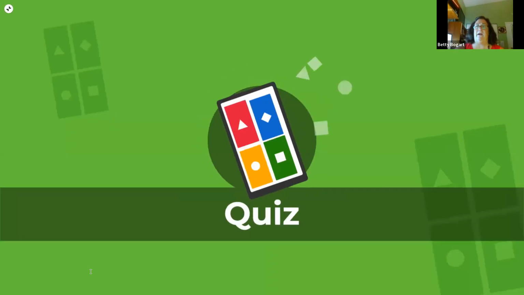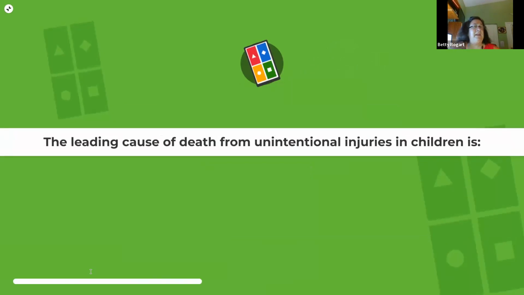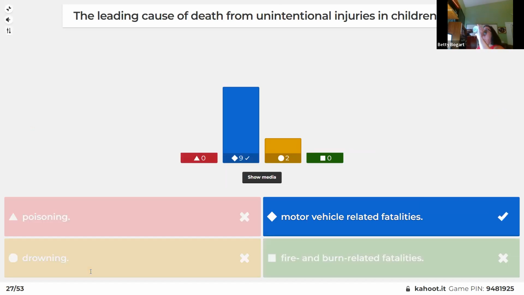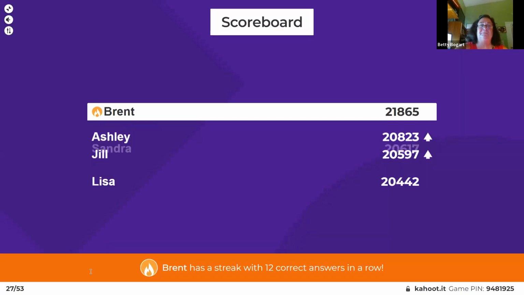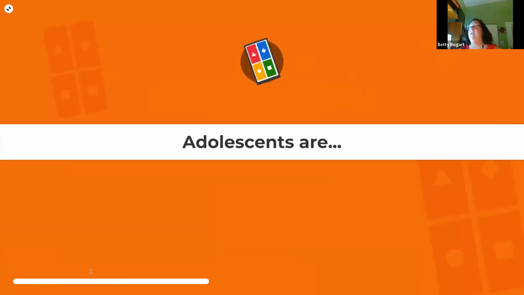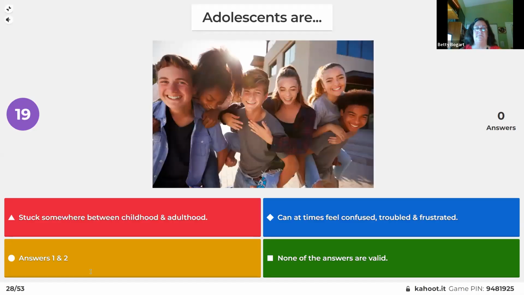And Brent's on fire. The leading cause of death from unintentional injuries in children, I think you all know this one really well. Motor vehicle fatalities, absolutely. Children, all ages. Adolescents are... Hold on for the roller coaster ride, as I called it.